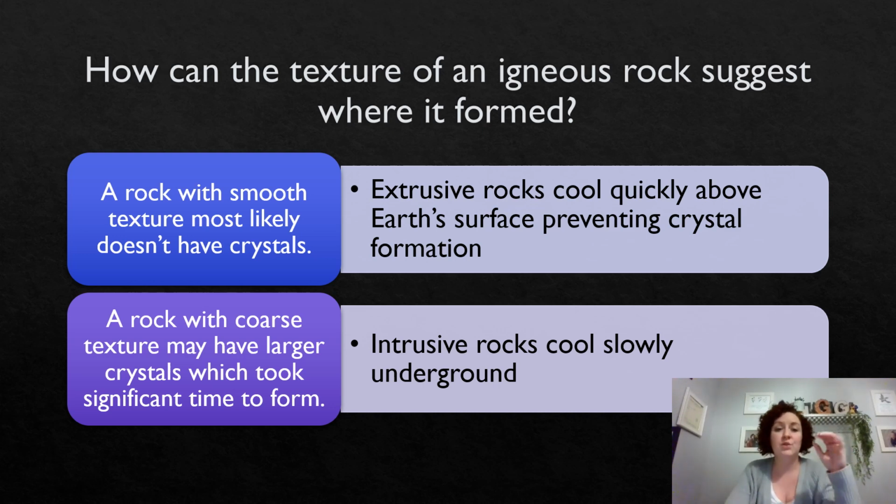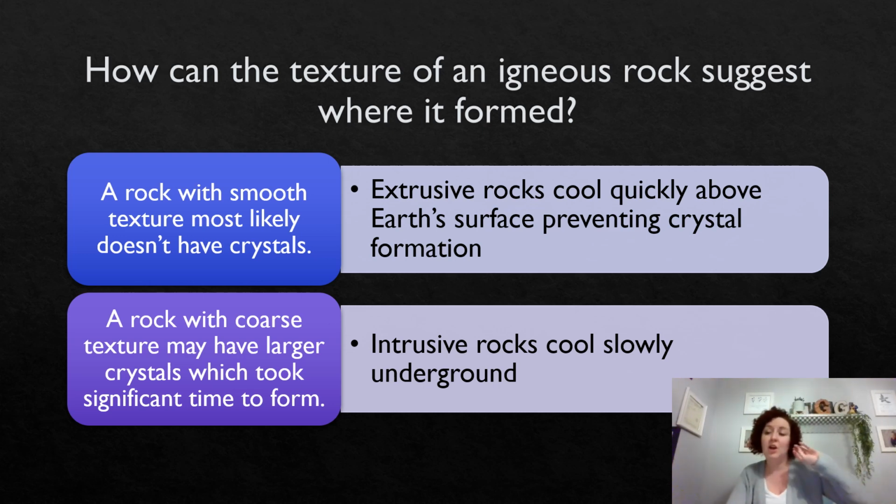So a rock with a smooth texture more than likely doesn't have crystals, because we can then assume that it wasn't given a lot of time to cool. This is what actually becomes your extrusive igneous rocks. They're cooled very quickly. As soon as something really, really hot meets our cooler atmosphere, it starts to solidify. It doesn't have enough time to gain crystallization. So extrusive igneous rocks cool very, very quickly above Earth's surface, preventing crystals from actually forming.